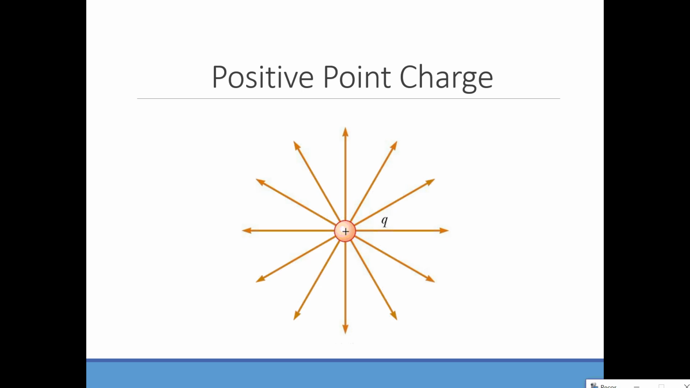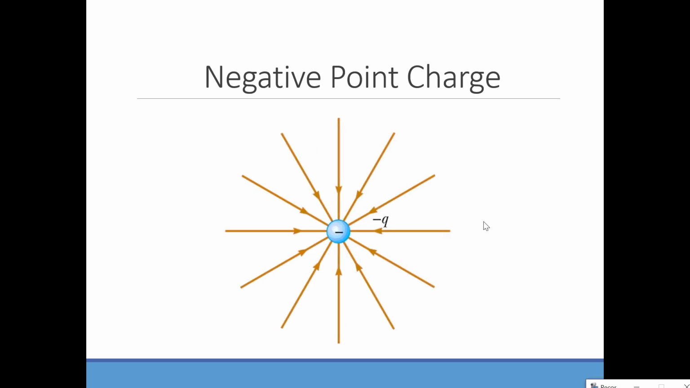The next charge is a negative charge. If you think about how a positive charge placed around a negative charge would respond, it would be drawn to it because opposites attract. The positive charge would be attracted to the negative charge. And here we see the field lines all pointing inwards radially towards the negative charge. Now the positive and negative charge are the most basic of our field lines.